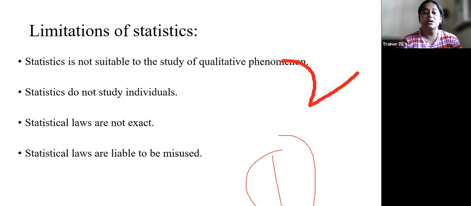The first one is statistics is not suitable to the study of qualitative phenomena. So in the very first slide, I have taught you two terms, qualitative and quantitative. Quantitative means the data which can be expressed in the form of numbers, and qualitative means the data which cannot be expressed in the form of numbers. Now, statistics is not suitable for qualitative data.